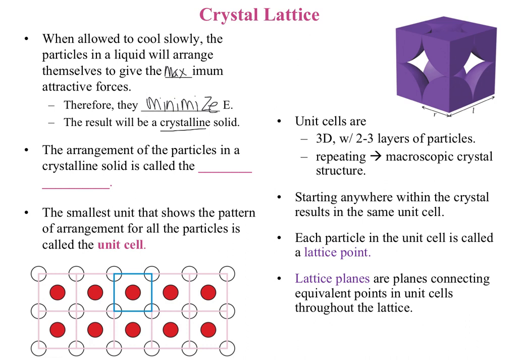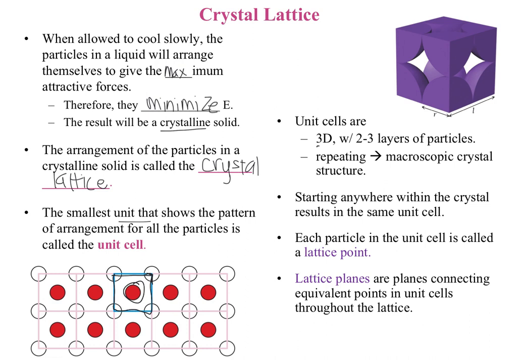The arrangement is called the crystal lattice, and we've been referring to that with ionic compounds, but it also works with molecular and atomic solids as well. The smallest unit that shows a pattern is called the unit cell. You can see here a unit cell having one red atom in it and then a quarter of these white atoms. So for this unit cell, if we add up all those quarter atoms, we'd have one of the red and one of the white.